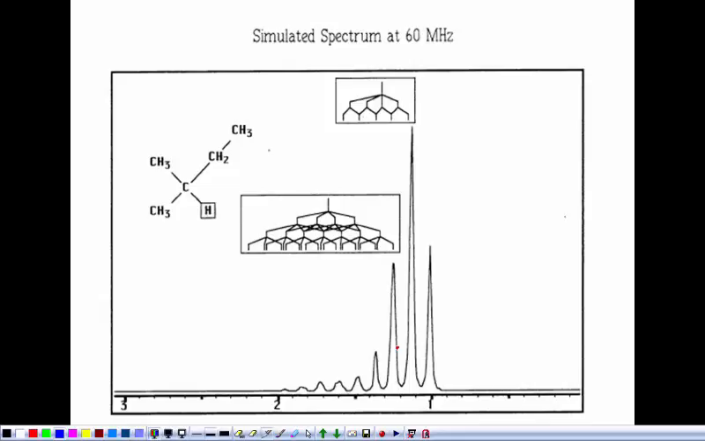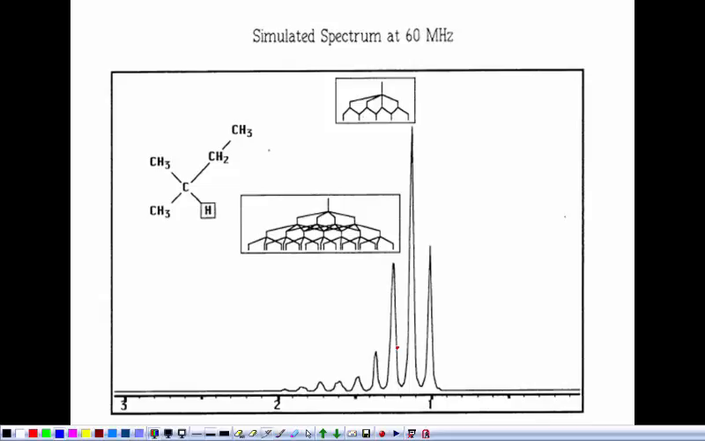Okay? So this is the much older 60 megahertz instrument. This would have been the pattern. There's no way we can interpret that pattern. If we look at those peaks, we don't even know necessarily whether that's one or two or three sets of peaks, because it doesn't fit our rules about doublets, triplets, quartets.